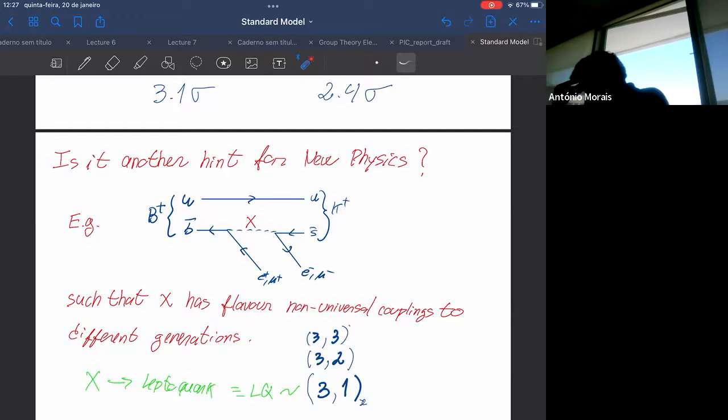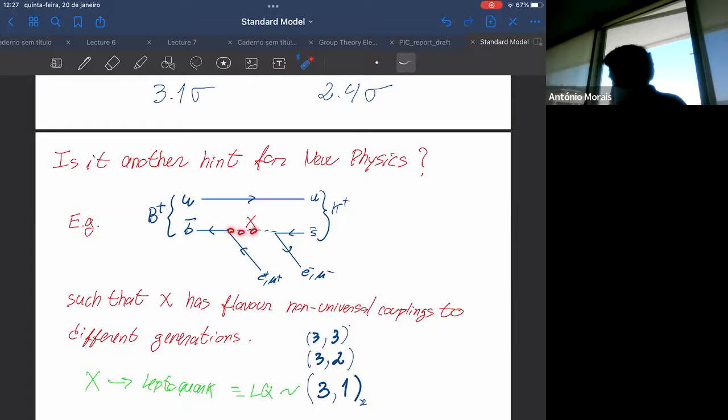Or you have these scalar leptoquarks. And the interactions here are like interactions of the Higgs with quarks, and that doesn't have to be flavour diagonal, as already in the Higgs sector. So you have a flavour non-diagonal structure, which means that you'll couple differently to different generations, in the same way that the Higgs couples differently to different generations. So the philosophy is the same.